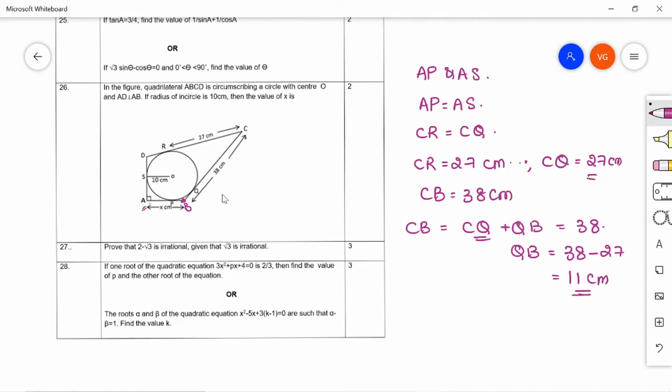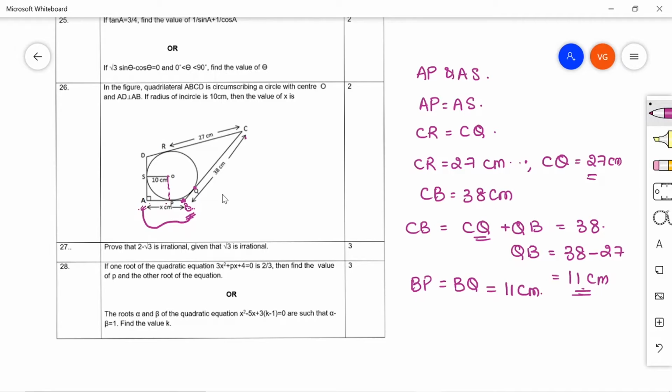So one measurement we know here. If you consider B as a point, again from B you can consider two tangents, BP and BQ. BP is equal to BQ, that is equal to 11 centimeter. You are asked to find the value of X here, right? That X is nothing but the side AB. Again, see here, if you draw a line from O to P, this is nothing but a square here, right?